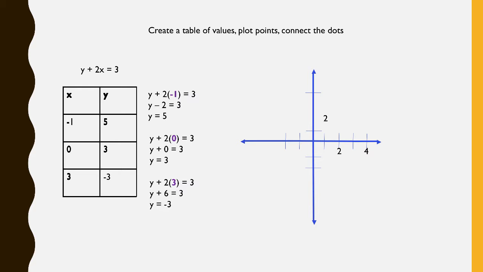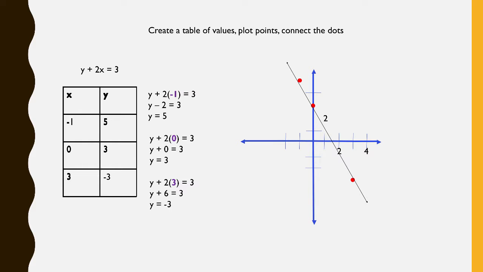All right, so let's take our first point. Our first point is at negative 1, 5. So we're going to go to where x is a negative 1, and then we're going to go up 5 and mark a dot. The second point is 0, 3. So we're going to go where x is 0, and then go up 3 from there. And the third point, where x is 3, we're going to go to where x is 3 on the x-axis, and then we're going to go down 3 units from there. Now we have our 3 points. Lay down your ruler, draw a straight line, and you're done.